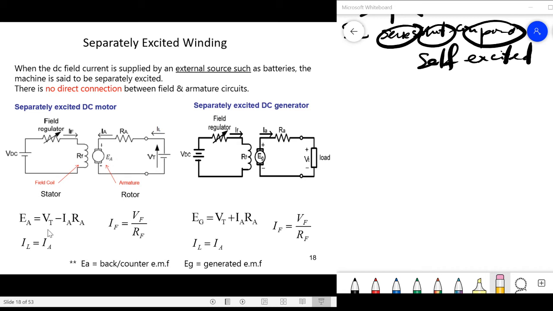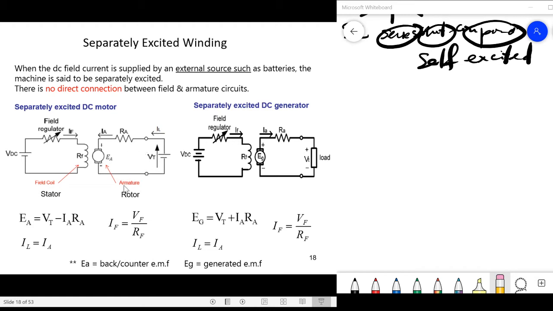Sebab yang ini equation apa ni? Kalau kita tengok, EA is equals to VT minus IARA. Motor. Motor, you convert from electrical to mechanical. Maksudnya you bagi electrical energy, dapat mechanical energy. Nampak? Sekali lagi saya ulang. Motor, you bagi dia electrical energy, you akan dapat mechanical energy. So you punya KVL is here. This is motor. KVL you lawan jam. Okay.